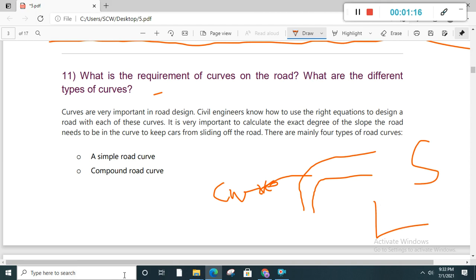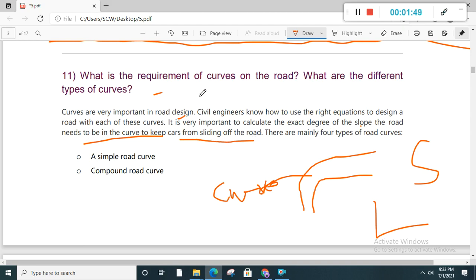Okay, so there are several curves, and you have to reply instantly when the interviewer asks you about curves, and this is very important in transportation engineering. Curves are very important in road design, right? Civil engineers know how to use the right equation to design a road with these curves. It is very important to calculate the exact degree of slope, and the road needs to be curved to keep cars from sliding on the roads.